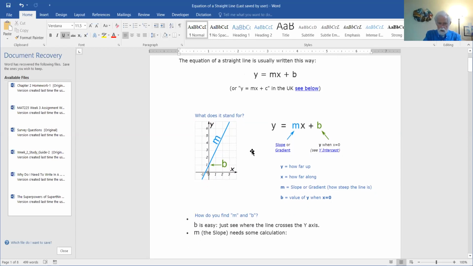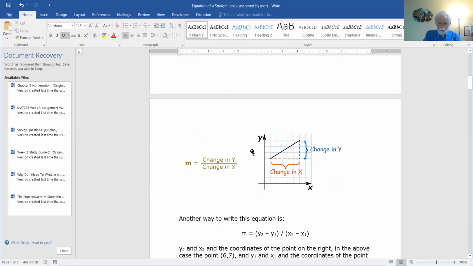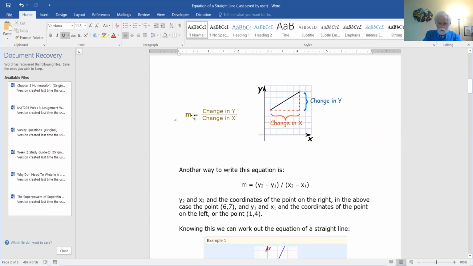So before we get any further, let's take a look at how we do that calculation. If we come over here to a slightly different graph, M is how far up, the change in the value of Y, the line goes for some distance across the plot. So it's the change in X. Another way to write this: this is the change in Y, on this little segment of line right here.